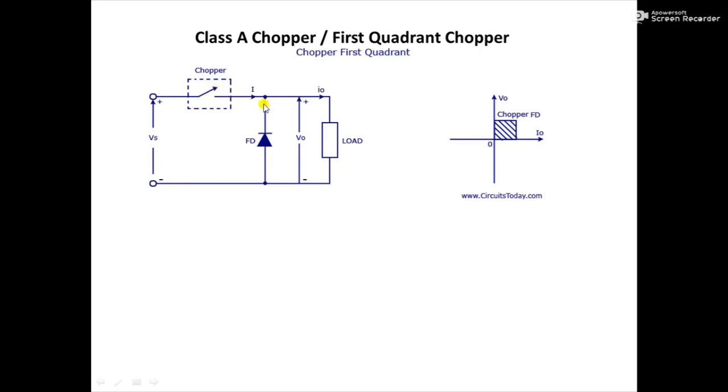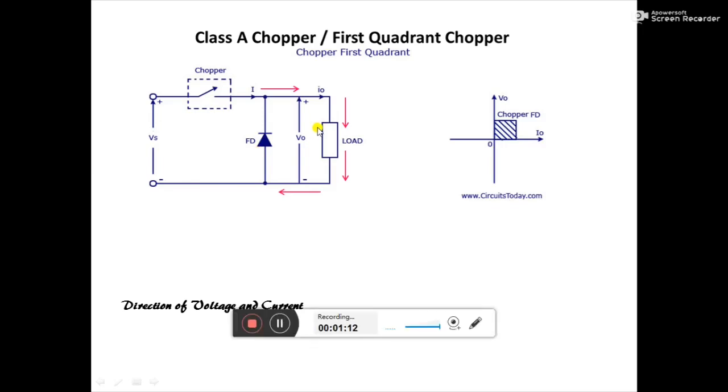When the chopper is on, the current will start flowing like this. And when the chopper is off, the current will start flowing through the freewheeling diode. The same thing happens as we have seen earlier. So this is the current direction when the chopper is on, and it continues. You can see here the current direction here is downwards.